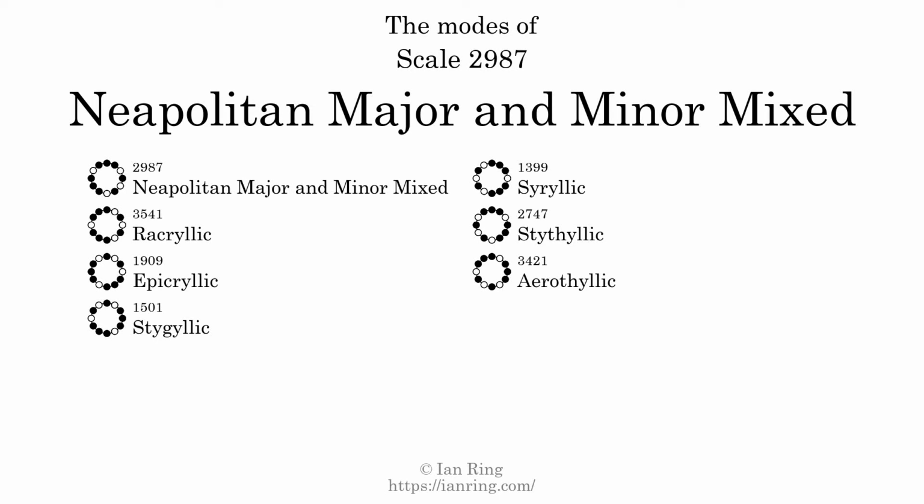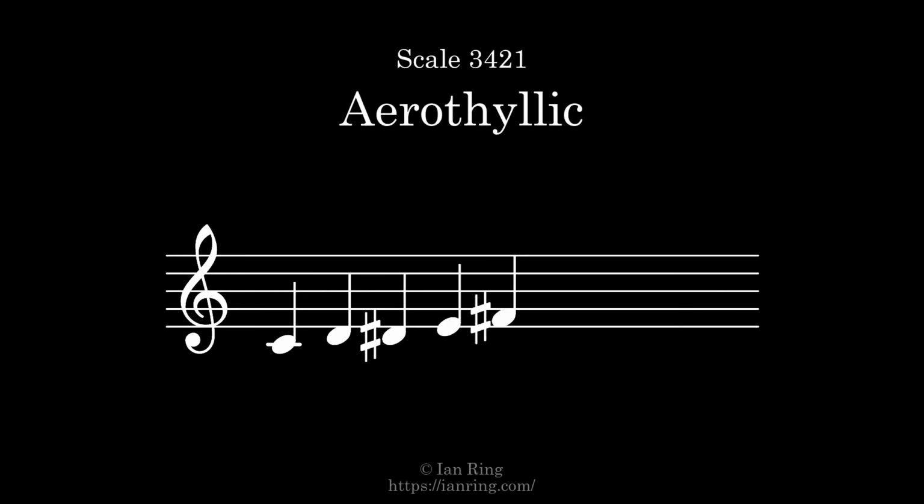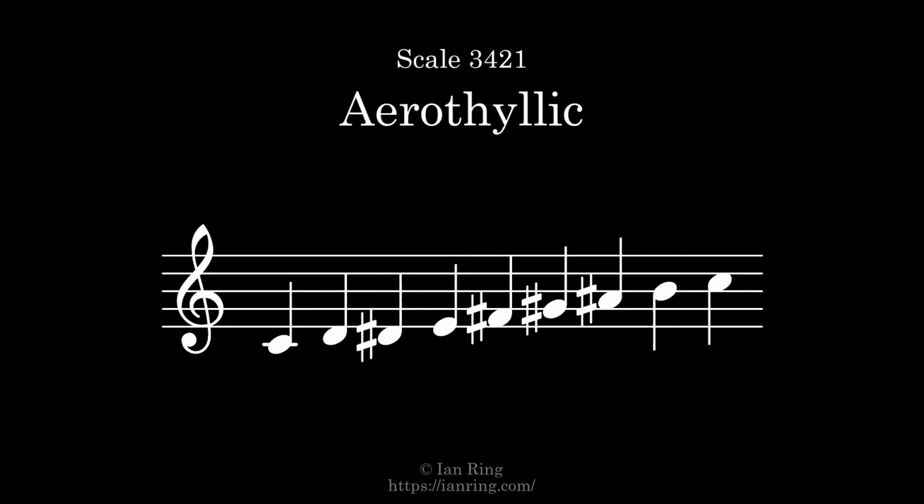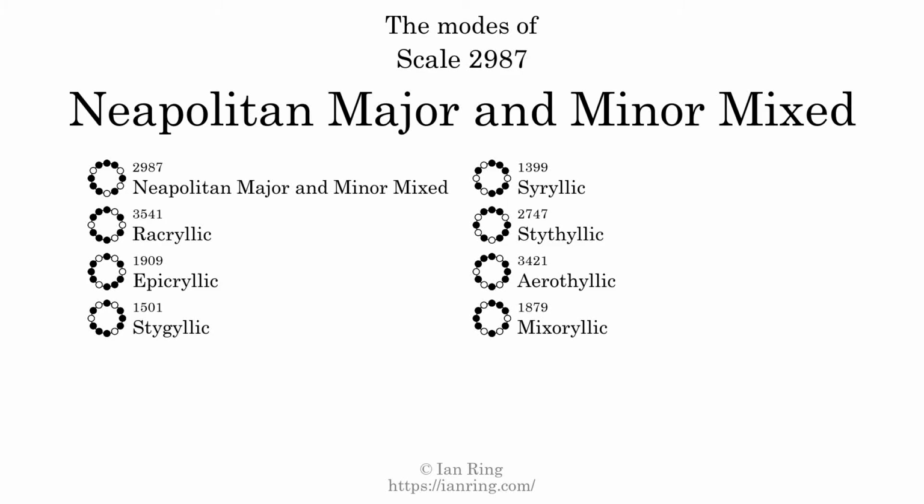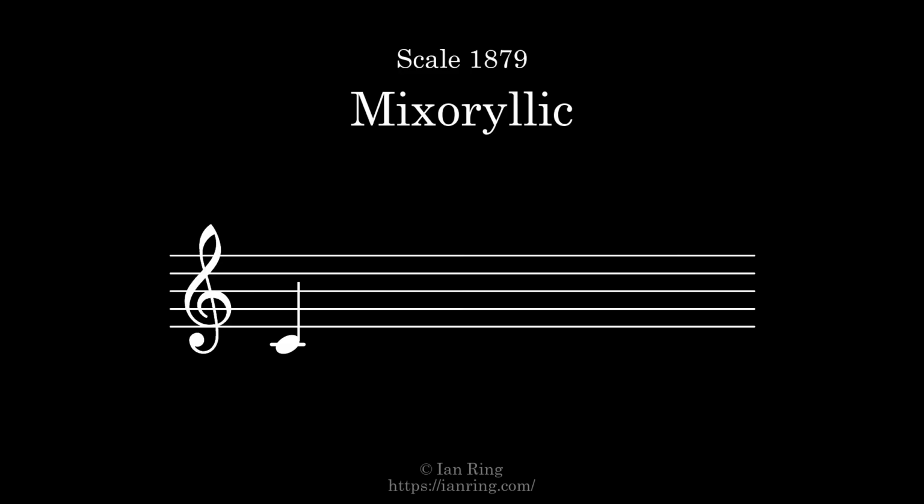The seventh mode is scale 3421, also known as erythylic. It sounds like this. The eighth and last mode is scale 1879, also known as mixorylic. It sounds like this.